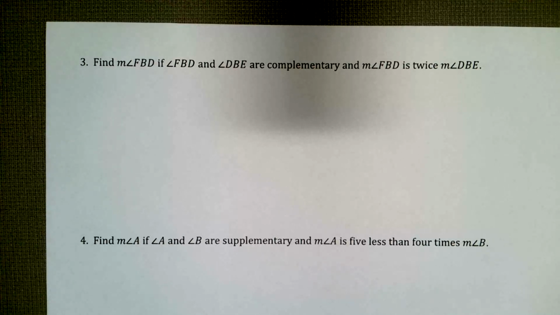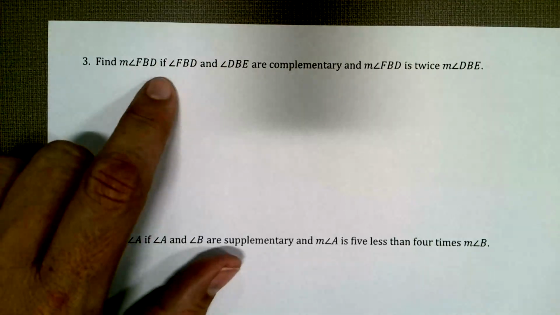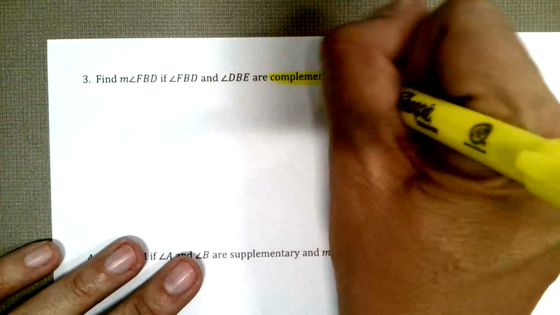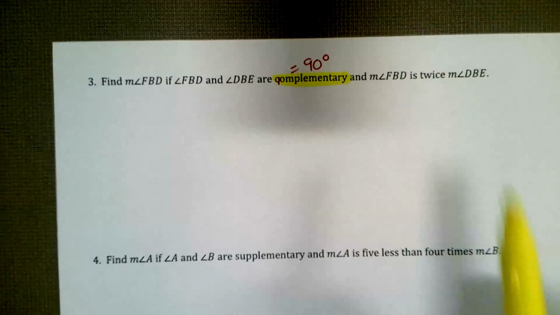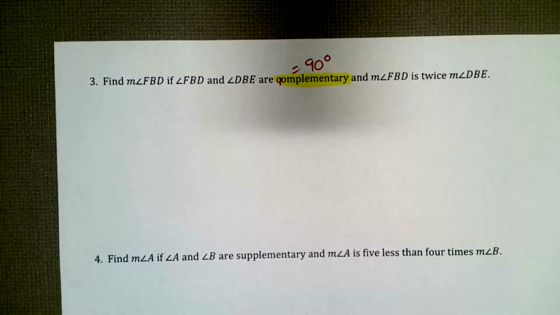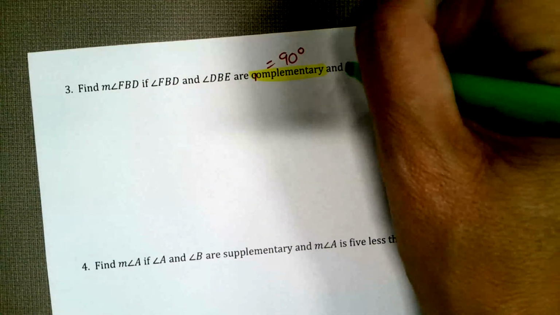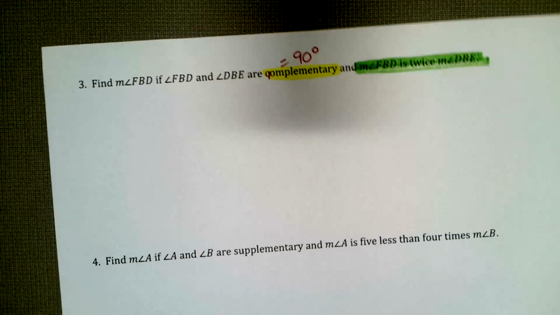Okay, now these get a little bit more challenging, and I'm going to show you one way I think helps to do these. It says find the measure of angle FBD if angle FBD and angle DBE are complementary. So I'm going to highlight and put that I know that means equals 90. And the measure of angle FBD is twice the measure of angle DBE. So this sentence here is what we're going to need to use. So I know these two angles have to add to 90.